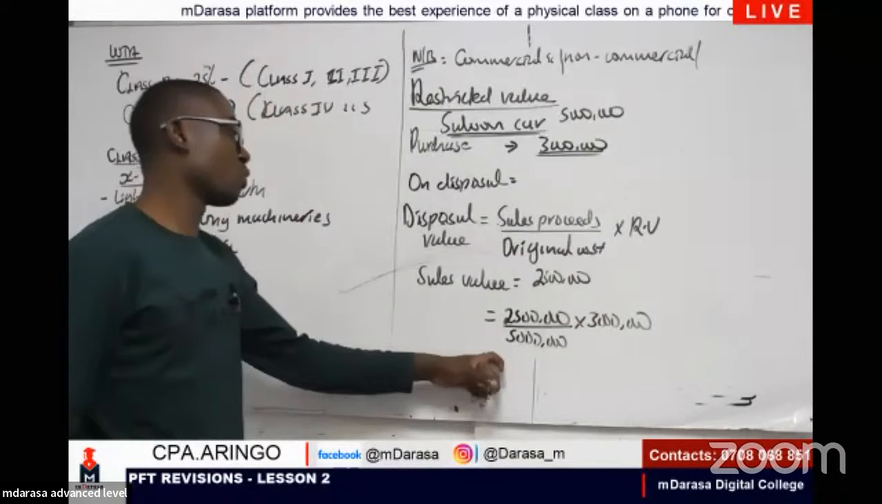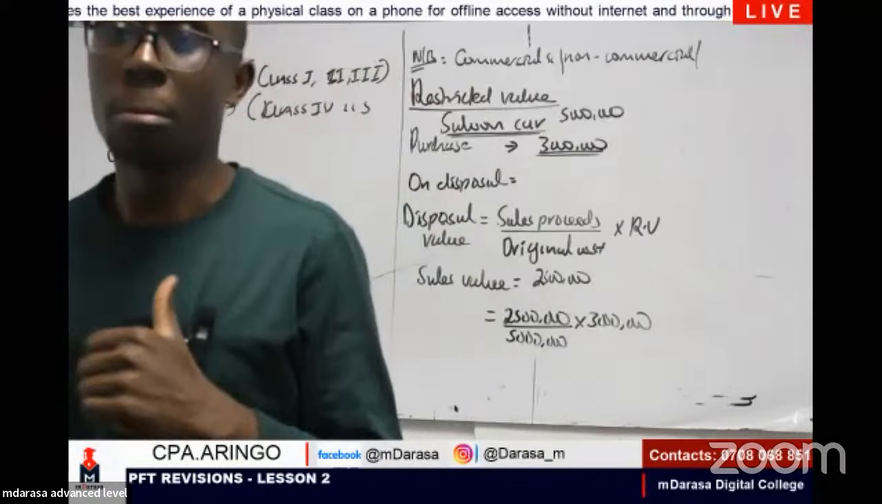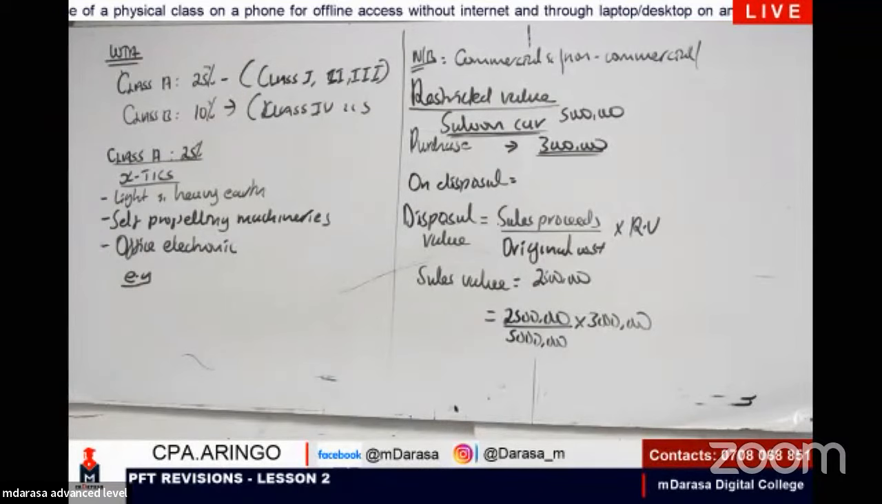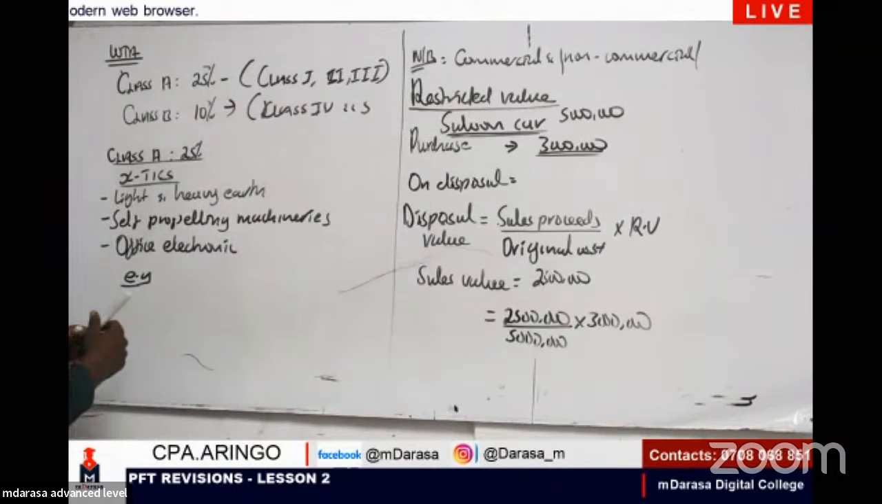So that's the main important concept here under the non-commercial vehicles. That is under class A. So that is what you need to know. That is what you need to have in mind. Any question? Okay, so then that should take us to class B. Remember that case, you're looking at NB under class A. So that should take us to class B.